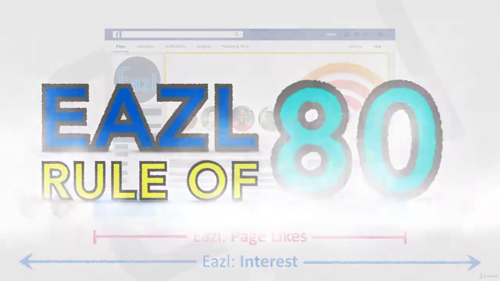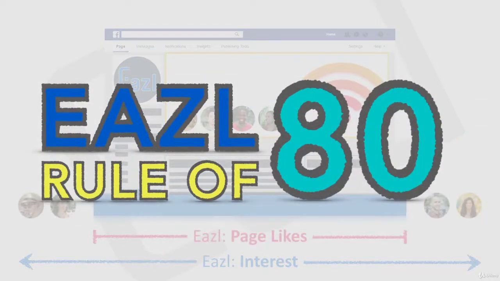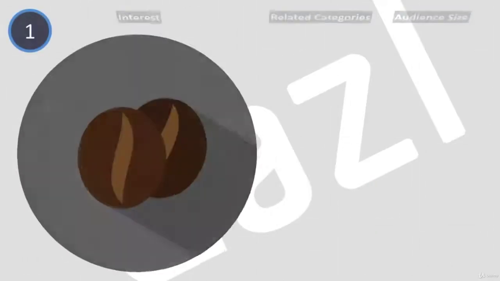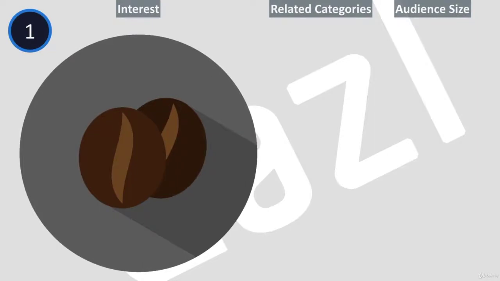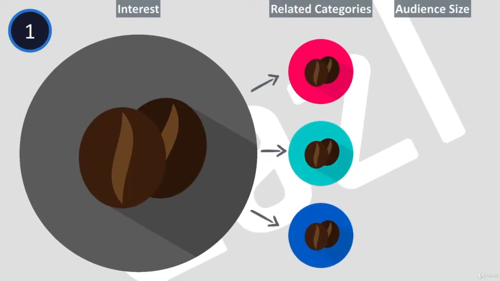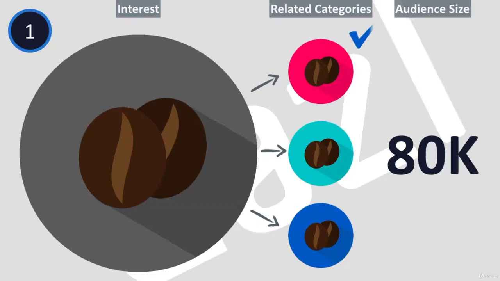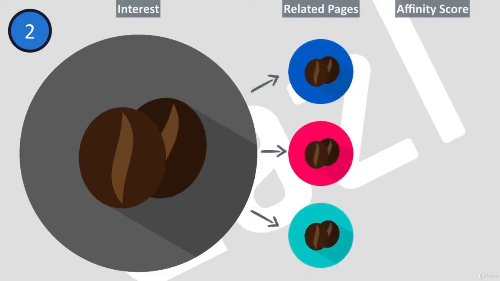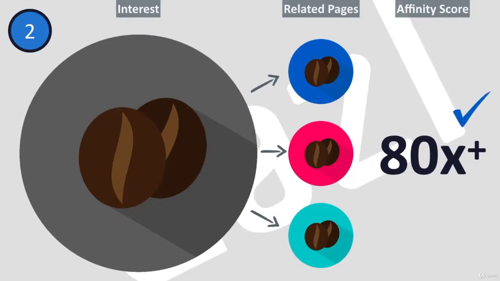Use Easel's Rule of 80. Easel's Rule of 80 is really two things that you should check before using an interest in your Facebook for Business targeting. The first check is that 80% of that interest's related categories should be aligned with the same interest. This can be hard to do, but as close as you can get while keeping the audience somewhat large is the way to go. The second check is that the affinity score of the pages related to that interest should be a minimum of 80x. A great affinity score can get up to 800 or more.